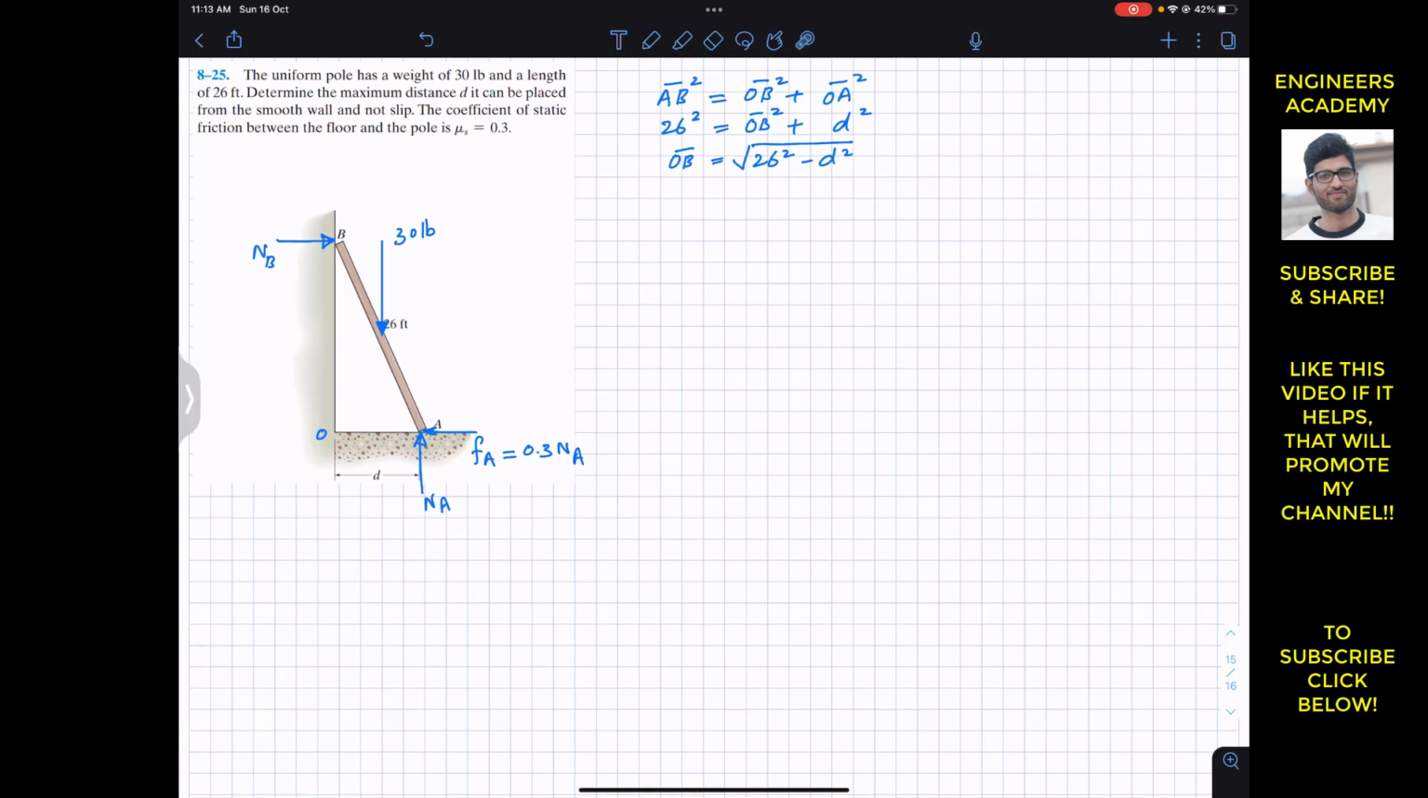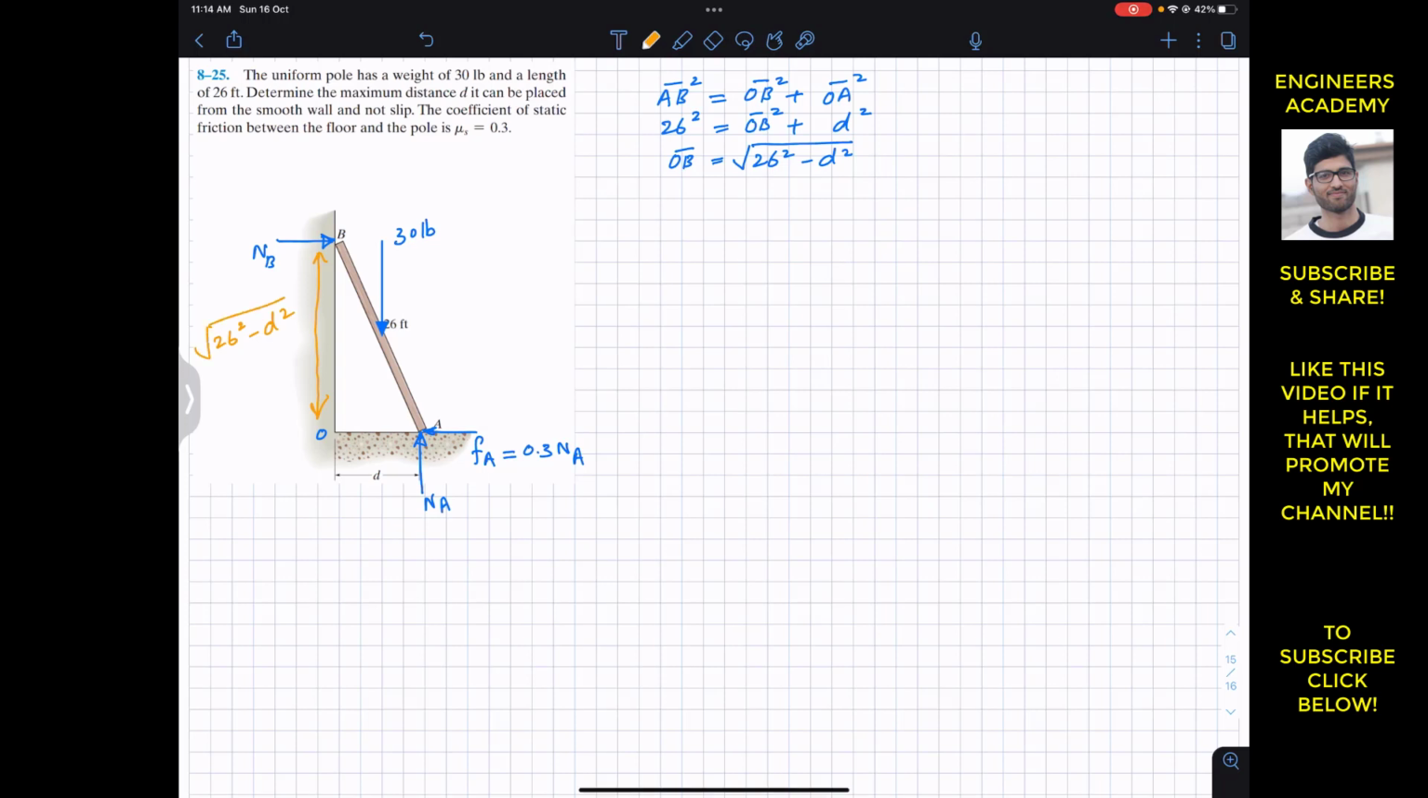So this OB length, let me write it here, this OB length is 26 square minus D square under the square root.